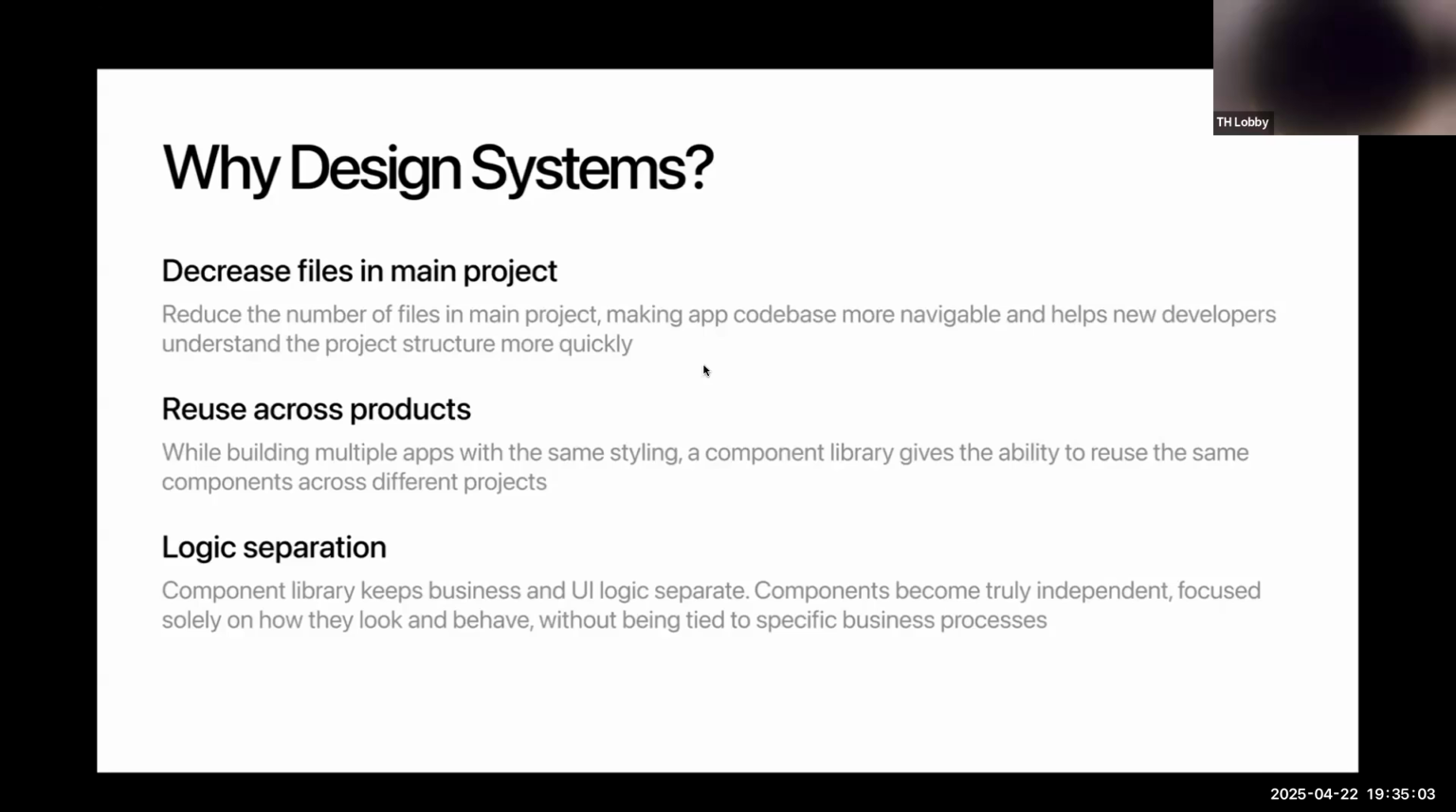And the third one is logic separation. When you're building the UI in the main project, you have this temptation to put some business logic inside the UI components. When you build a library for the UI, you don't have this option because you don't have access to the main project, its methods or classes.